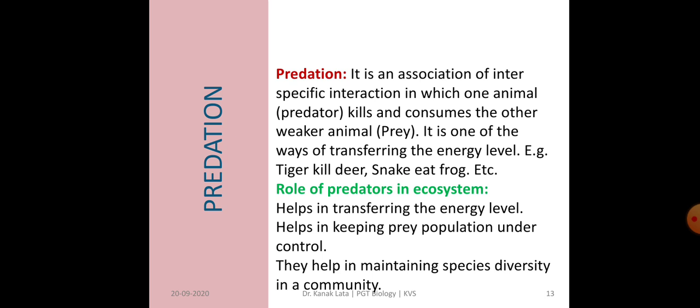Now let us see what the role of predators in the ecosystem is. Predators help in transferring energy from one trophic level to another. They also help in keeping the prey population under control, and they also help in maintaining species diversity in a community.